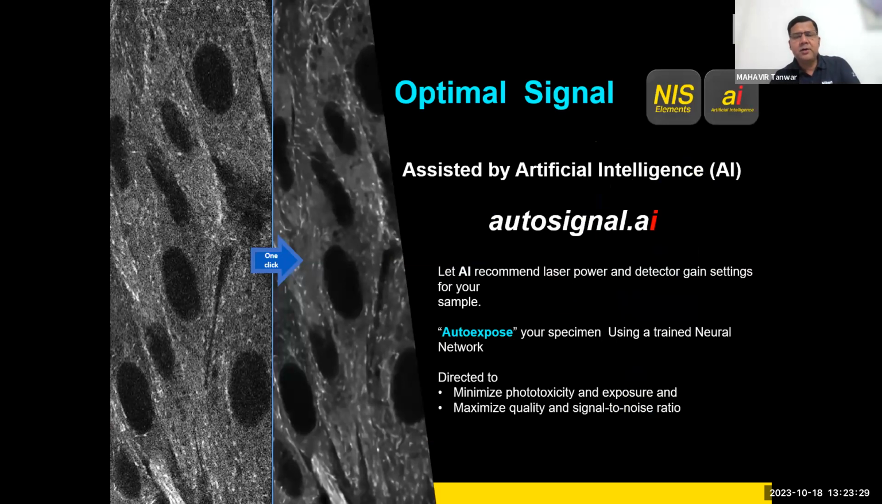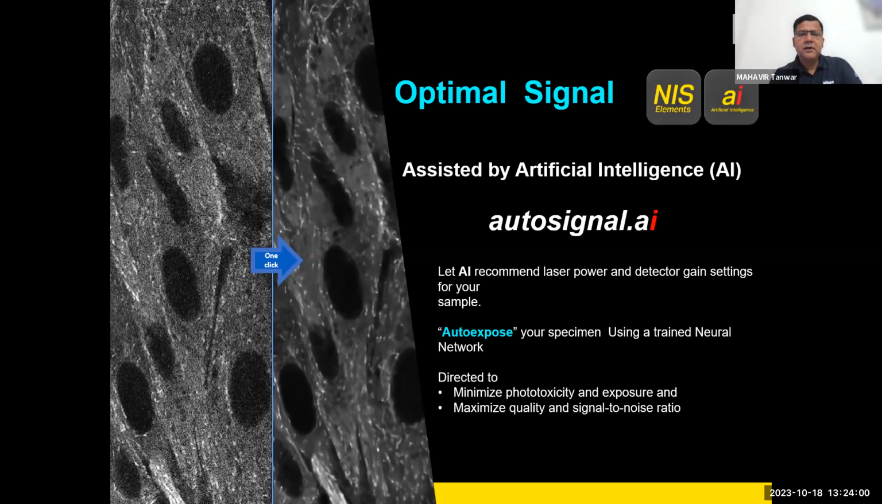You just click one button, automatically it will take care of those. So there's no saturation. Normally these days in a conventional system, you are setting up the laser power, gain, and switching on the saturation indicator, which I will explain tomorrow, and then you set up the laser gain so that the sample is not saturated. But with Auto Signal AI, you just click one button, and it automatically takes care of the power and the gain, depending on what kind of sample you are using.